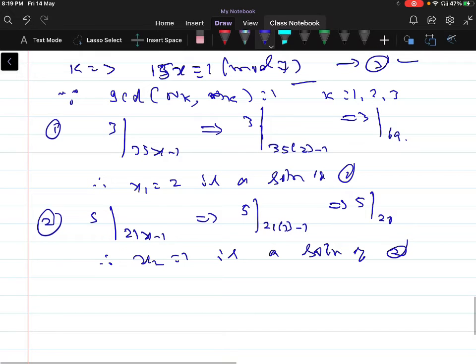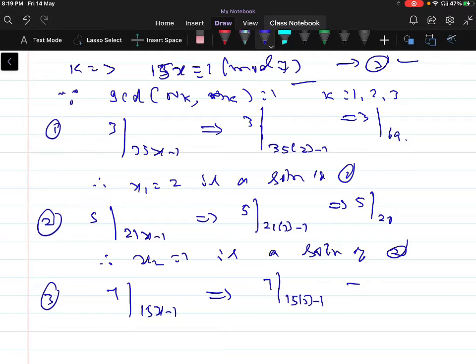From 3, 15x is congruent to 1 modulo 7, so 7 divides 15x minus 1. For x equal to 1, 7 divides 15 into 1 minus 1, which is 14. Therefore x3 equal to 1 is a solution of 3.